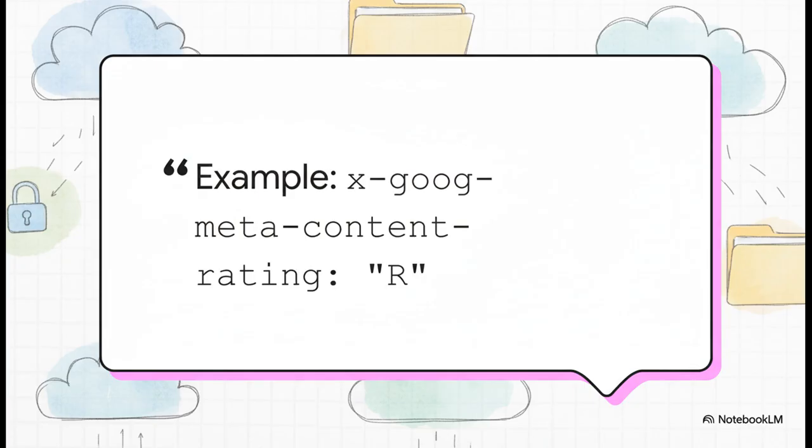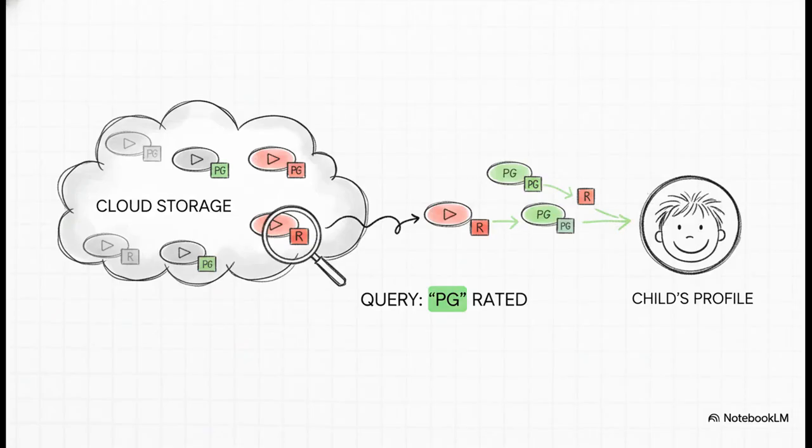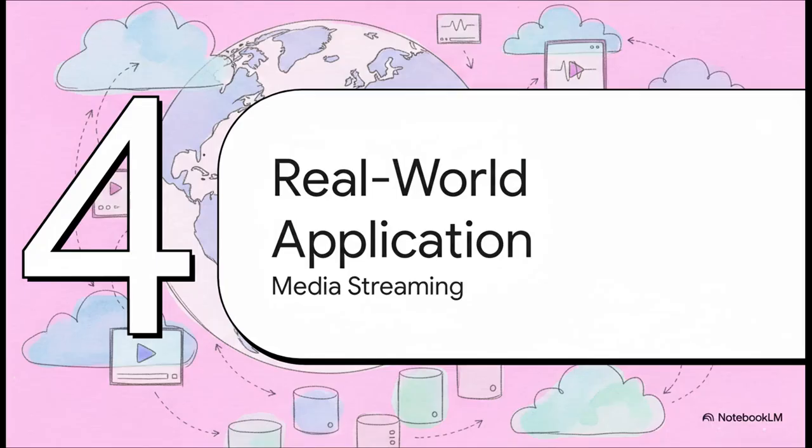For example, for a streaming service, you could add a custom metadata tag to a movie file that looks exactly like this. The key is x-goog-meta-content-rating, and the value you've assigned is R. And this is where it gets so incredibly powerful. Your app can now scan the metadata of thousands of video files and, say, filter out all the R-rated ones for a child's profile, and it can do this without ever having to download, open, and inspect the actual video file. It's wildly efficient.